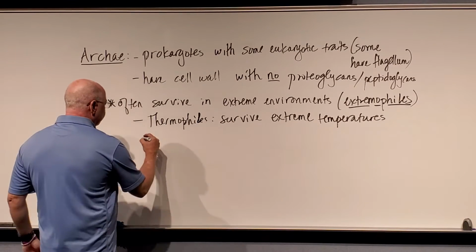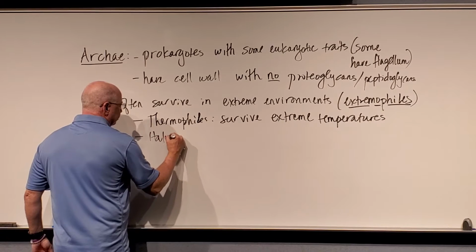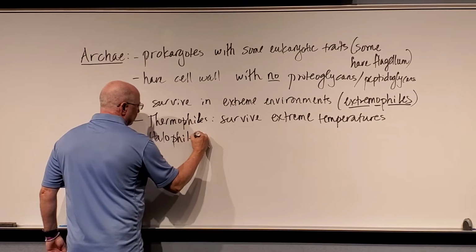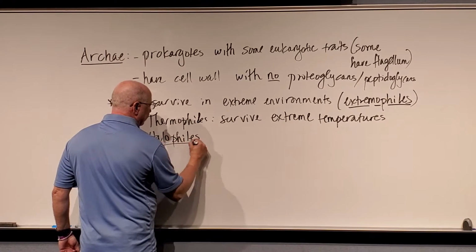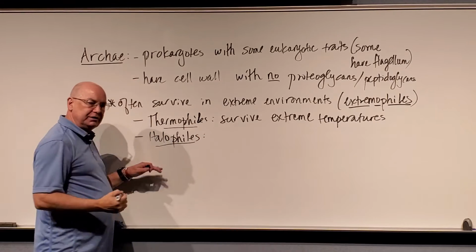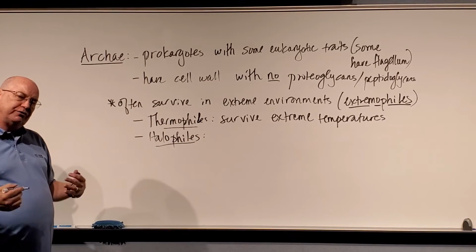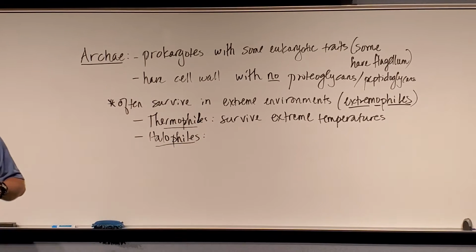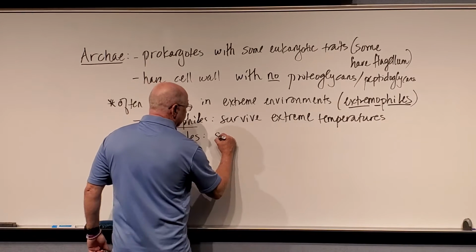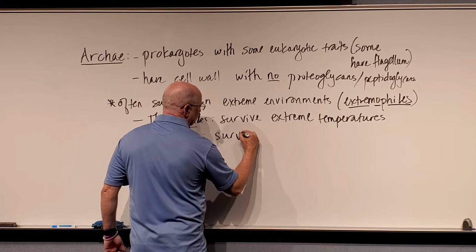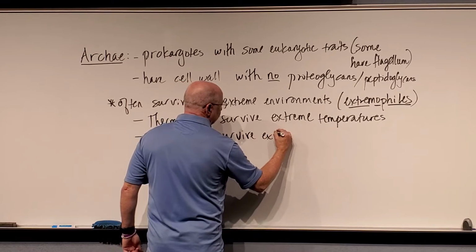Another group would be called halophiles. Now, if you've heard the term halogen in chemistry, you know halo is referring to salts. And so these can survive extreme salt conditions.